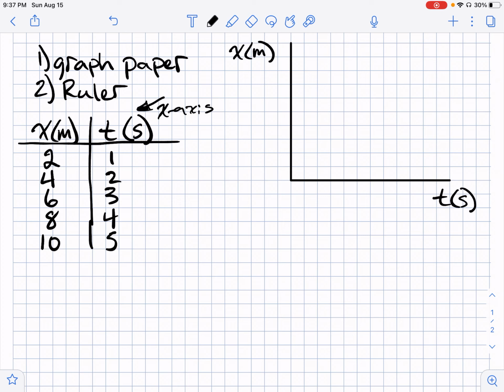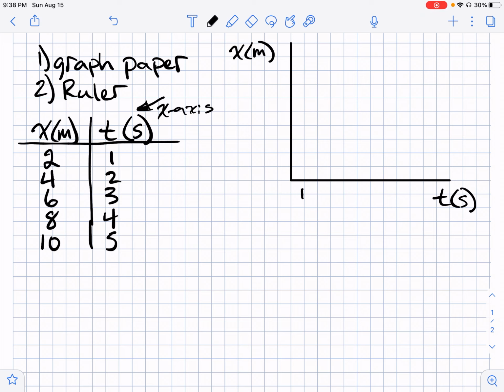In our scale, we want to stretch out our graph as much as we can and use the majority of the graph paper. So for example, for the time, what I don't want to do is say 1 second, 2, 3, 4, 5, because now when I graph it, all of it is going to be squished right here. We don't want to do that. We want to stretch it out as much as we can.